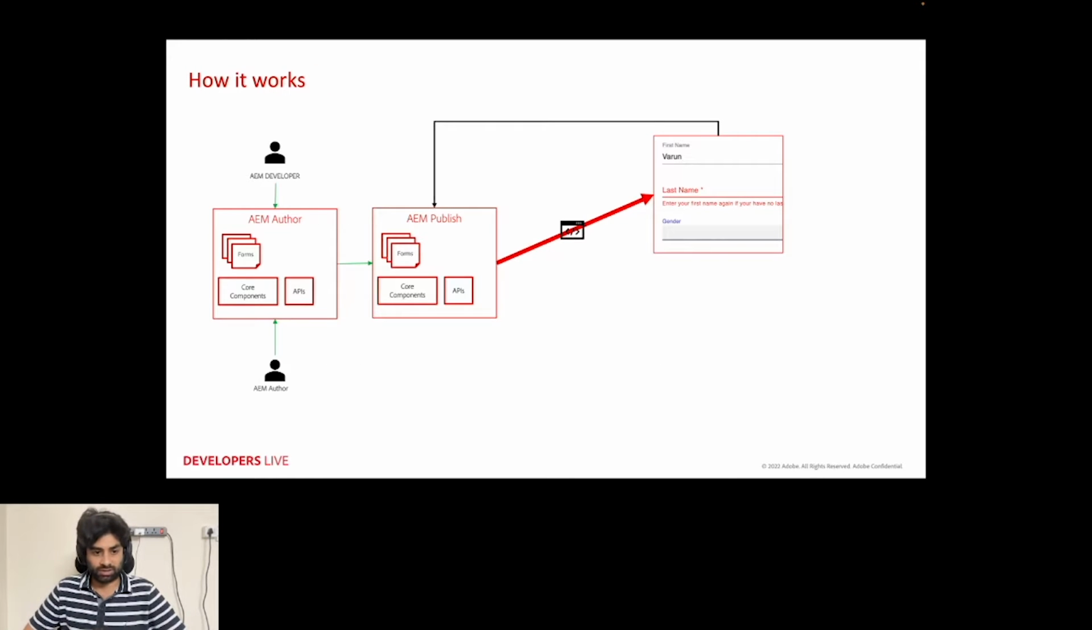So how does it work? If you remember how the current adaptive form works, you have an AEM developer who developed core components in AEM, and then an AEM author that uses those core components and an editor to create a form. Then once that form gets published, it can be delivered as an HTML entity to the client applications, which actually prevents them from being used on various other channels.